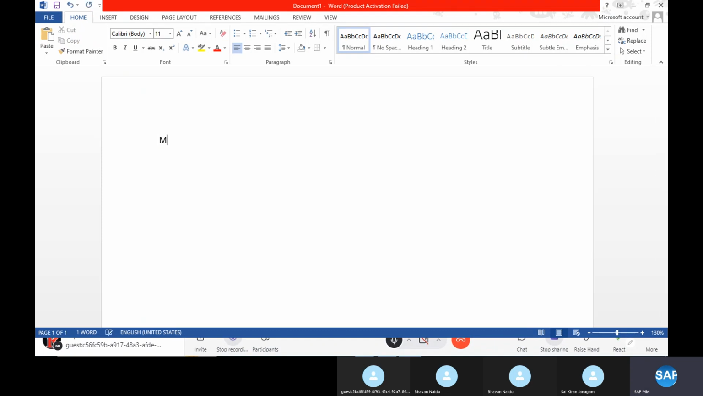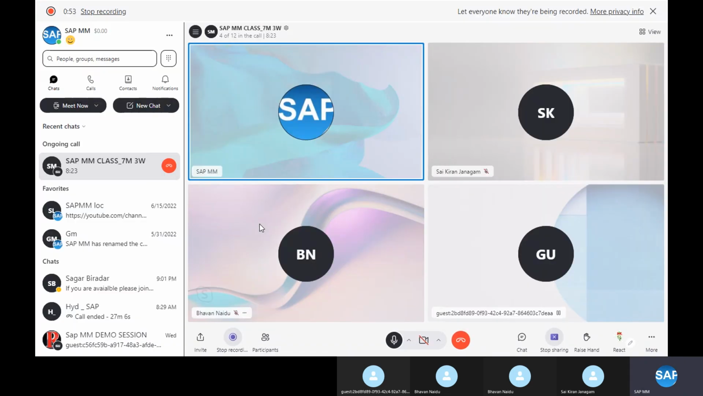We'll discuss about MM, material management. What do you mean by material management, and what are the areas we are covering? When we're talking about the areas, we have sales, purchasing, inventory, invoice, production, planning, plant maintenance, project systems, and human resource. So different areas we have, correct?